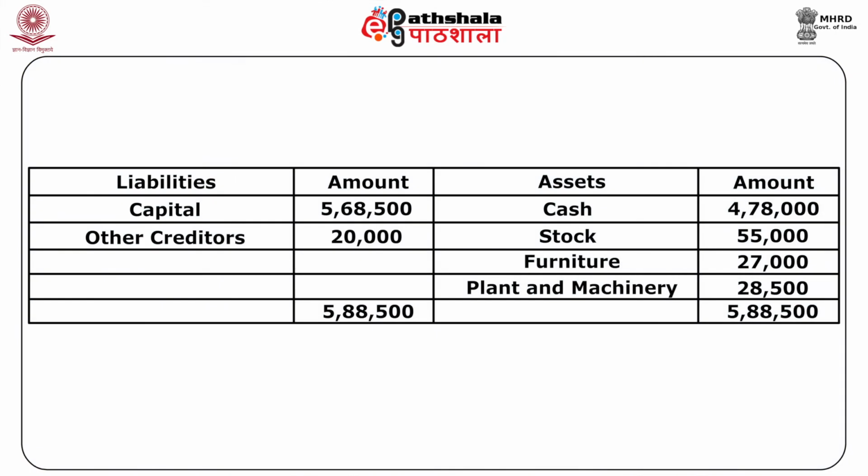On the liabilities side, we have capital of 5,68,500, and on other creditors we have an amount of 20,000, which will total up to 5,88,500.